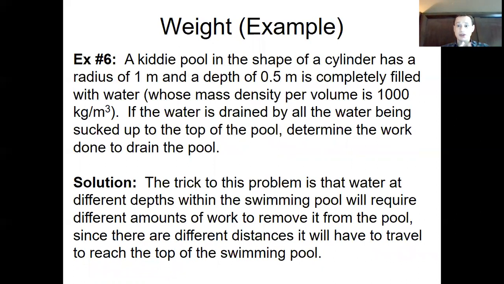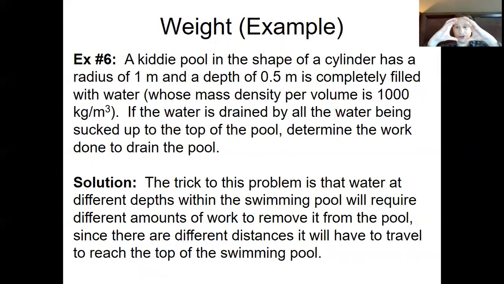Okay, and that leads to some interesting applications of how to put all these ideas together, especially with work and Newton's second law and gravity and all this good stuff. So let's try a good example here. A kiddie pool in the shape of a cylinder, okay?